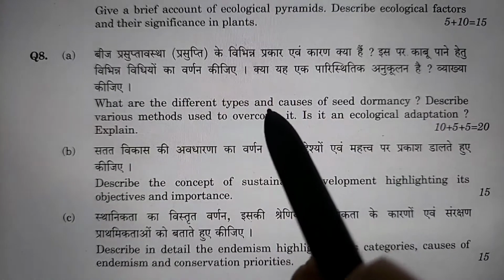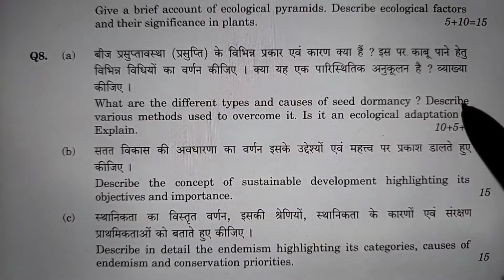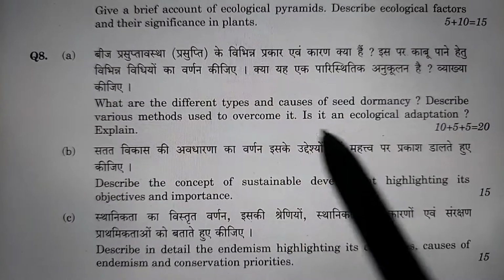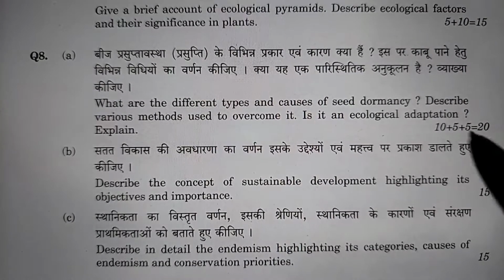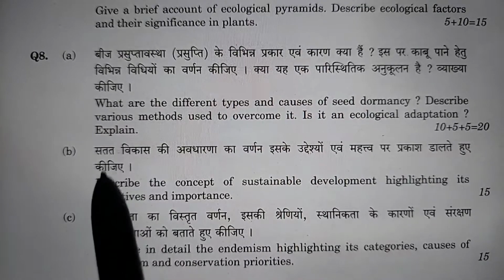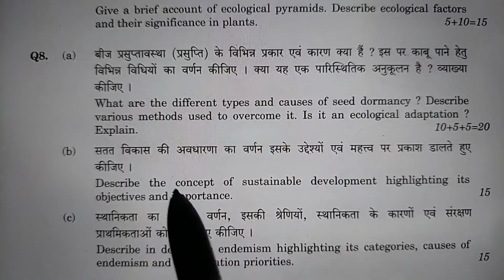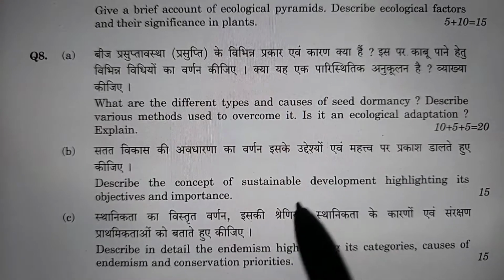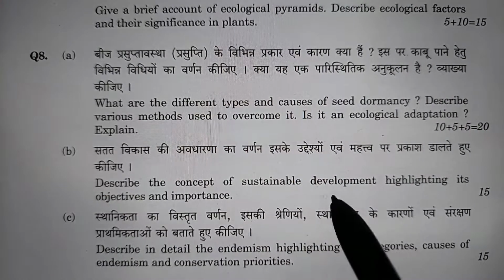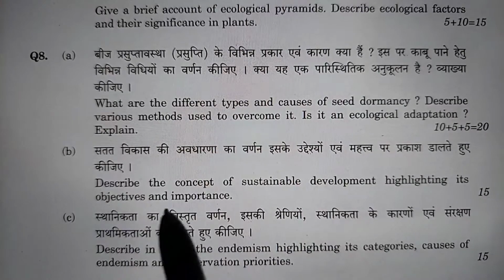So what are the different types and causes of seed dormancy is 10 marks. Describe various methods used to overcome it is 5 marks. And is it an ecological adaptation? 5 marks, total 20 marks. Option B is describe the concept of sustainable development, highlighting its objective and importance.